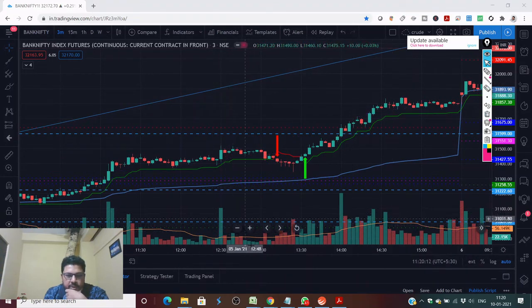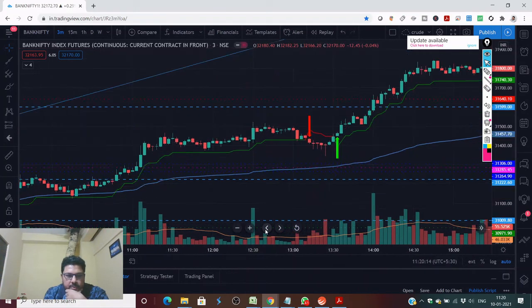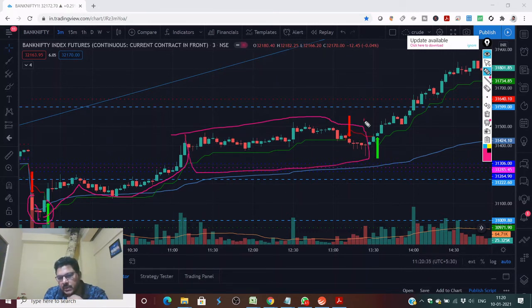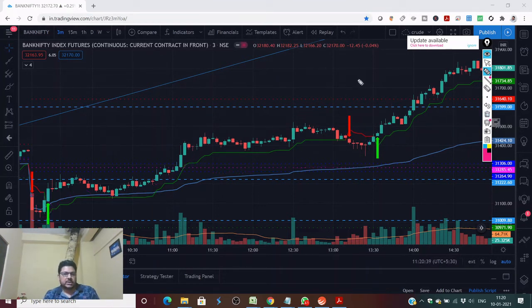What was the movement initially on the open? There was an open down. This was a pattern. It moved up till 11 o'clock. From 11 till 1 o'clock, it was sideways, and after that, it started moving up. So this is how you have to make your observations in the market and play according to it.